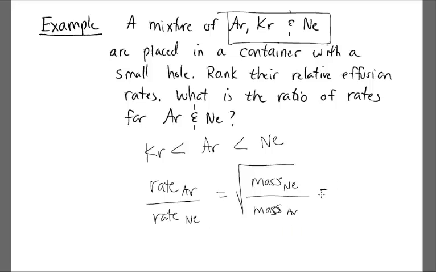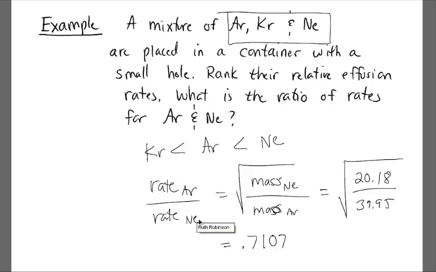Okay, so what are the molar masses of argon and neon? Argon is about 40, 39.95, and neon is about 20, 20.18. You don't need to put in units because they will cancel. They're both the same thing. And when you do the square root, you get 0.7107.